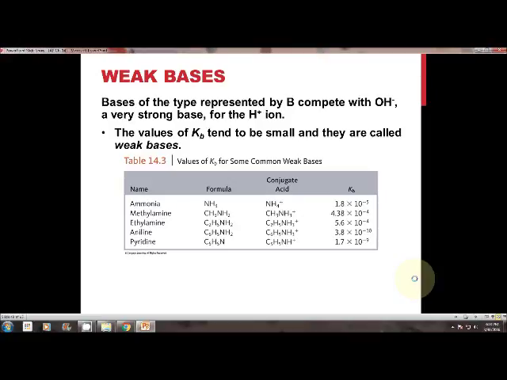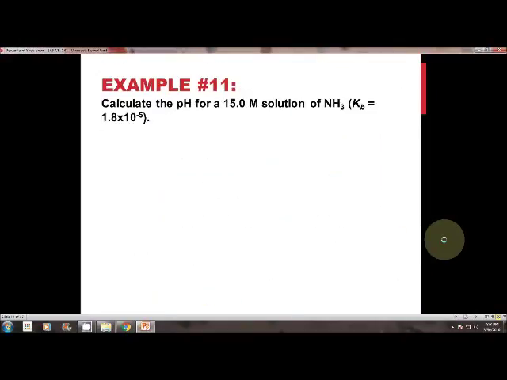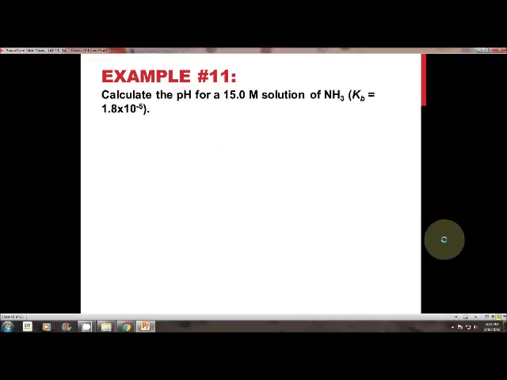So here's a list of some Kb's for you in case you need them, but usually they'll be given to you. When solving to find the Kb, or the pH, like we did at the end of level 64 with weak acids, we can do the same with weak bases. So we want the pH for a 15 molar solution of ammonia, and I give you the Kb.